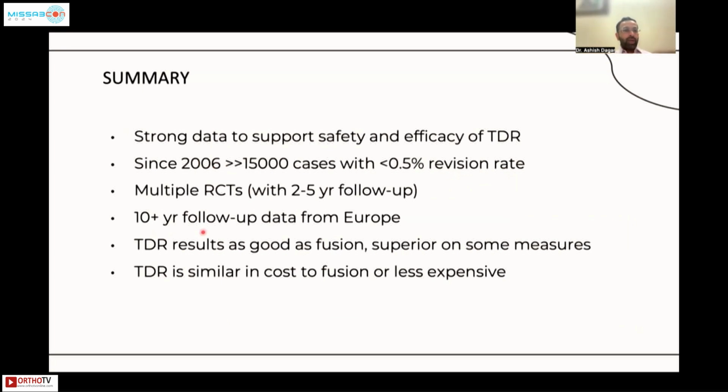So in summary, we have strong data to support the safety and efficacy of total disc replacement. Since 2006, there have been more than 15,000 cases of total disc replacement done around the world with less than 0.5% revision rate. There are multiple randomized controlled trials with 5 to 10 years of follow-up. Total disc replacement results are as good as fusion and superior on some measures. Total disc replacement is similar in cost to fusion or less expensive, particularly in ALIF cases.